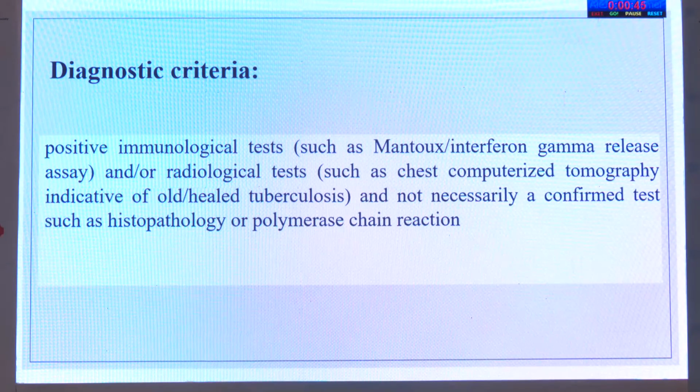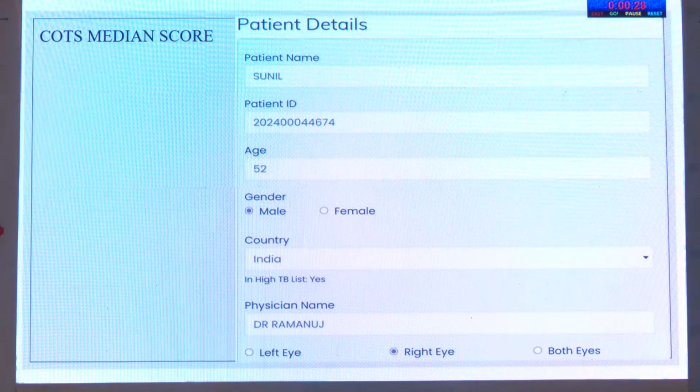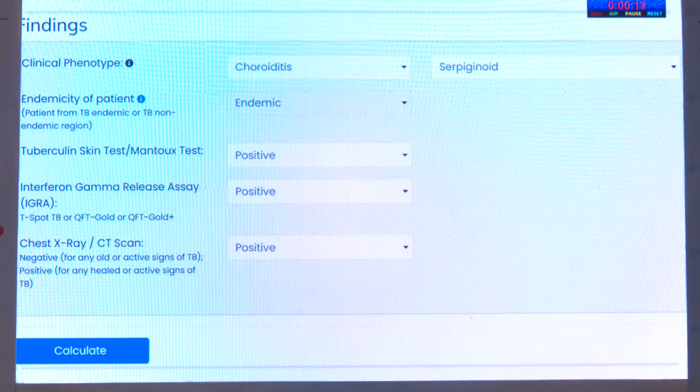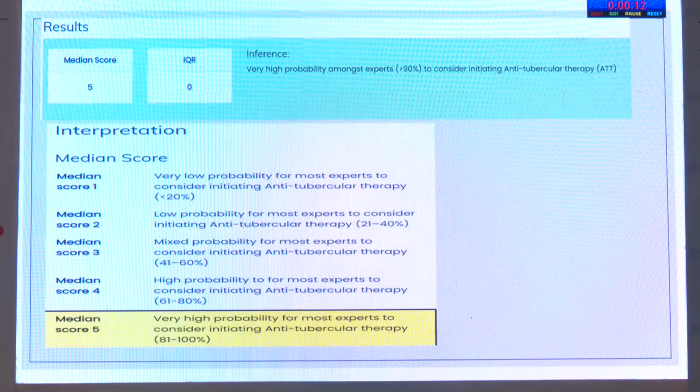According to COTS guidelines, we have taken only Mantoux, IGRAs and radiological tests like CECT and chest X-ray, without any confirmatory test of histopathology and PCR, to diagnose tubercular uveitis. This is the COTS calculator, where we present the patient name, details, clinical phenotype, endemicity of the patient, and TST, IGRA, chest X-ray scans, from which we came to know that the median score is 5, which represents a very high probability for most experts to consider ATT treatment.